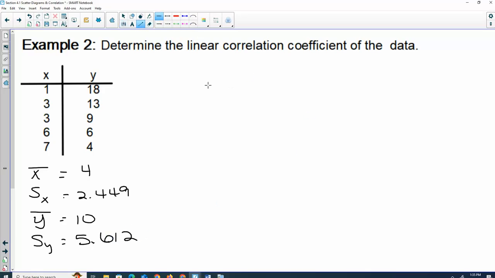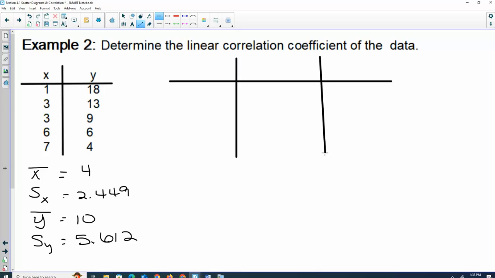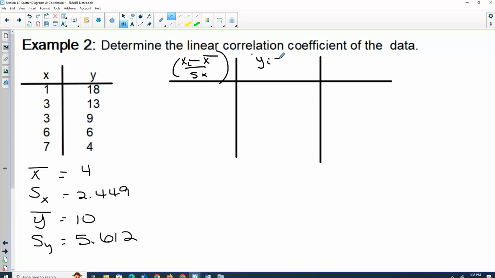So you are going to calculate this by hand. We have to do your x minus the mean of x divided by standard deviation of x. And then we're doing the same thing for y: the y value minus the mean of y divided by standard deviation of y. And then we multiply them together.